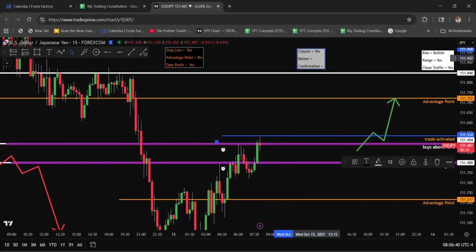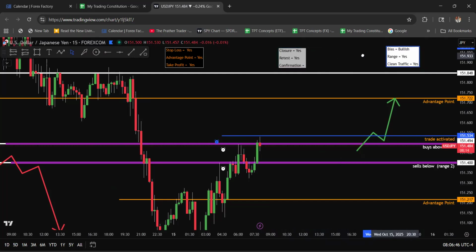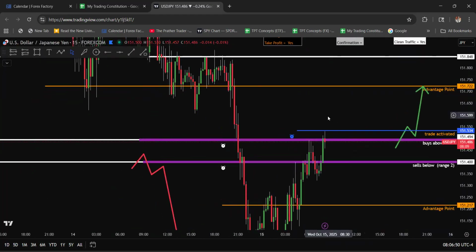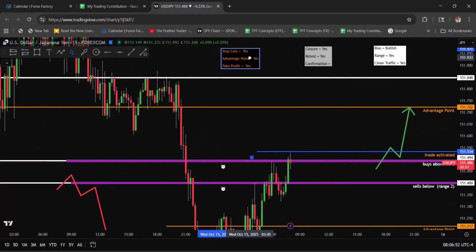But yeah, I definitely got the retest. The confirmation would be the break of the current candle highs. Then I will be activated into this trade. All right.